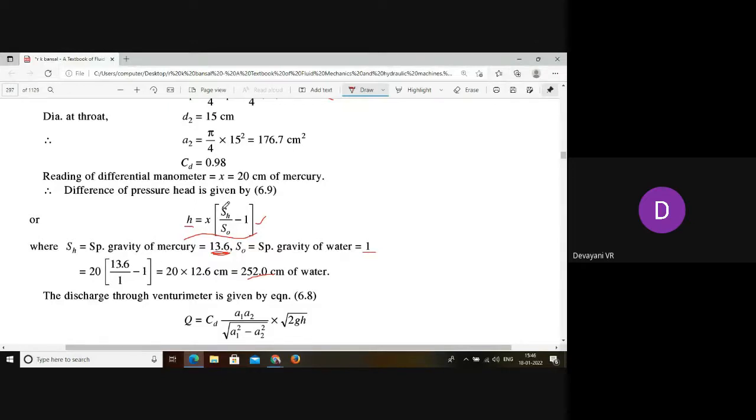So like that, this value changes based on which liquid is given. Since they said 20 centimeters of mercury, we took mercury. If they said 20 centimeters of grease or 20 centimeters of tar, and so on, then we should take the specific gravity of the heavier liquid and the specific gravity of the liquid flowing through the pipe, and then calculate the head.